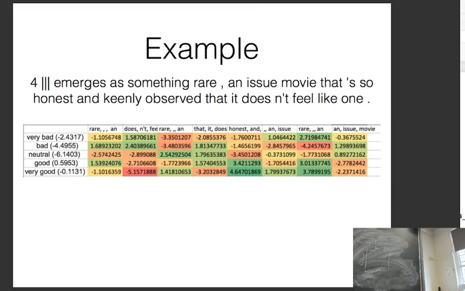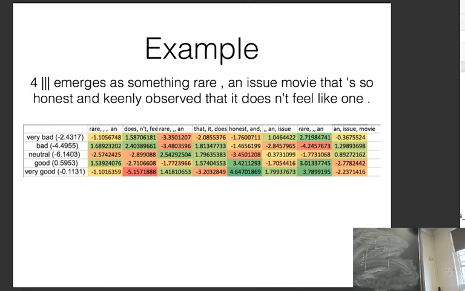"Doesn't feel" is giving very bad or bad. It's contributing to very bad or bad. So you can kind of see that each of these engrams in this particular sentence, which one is contributing to the idea of good, which is contributing to the idea of medium or something like this.